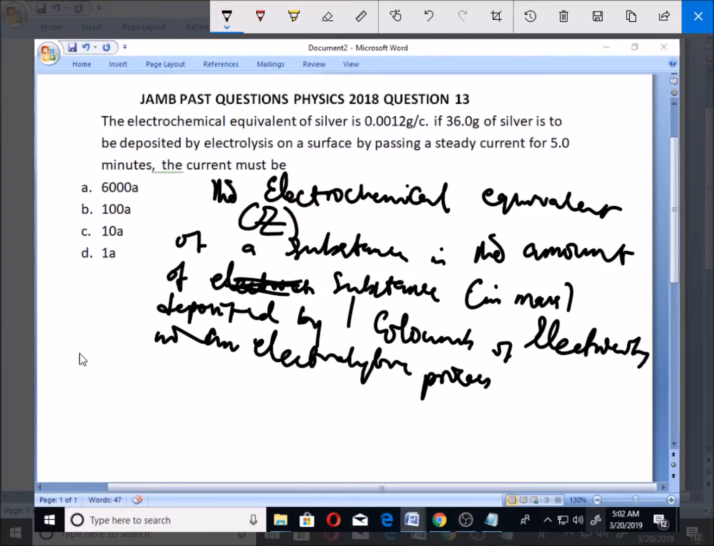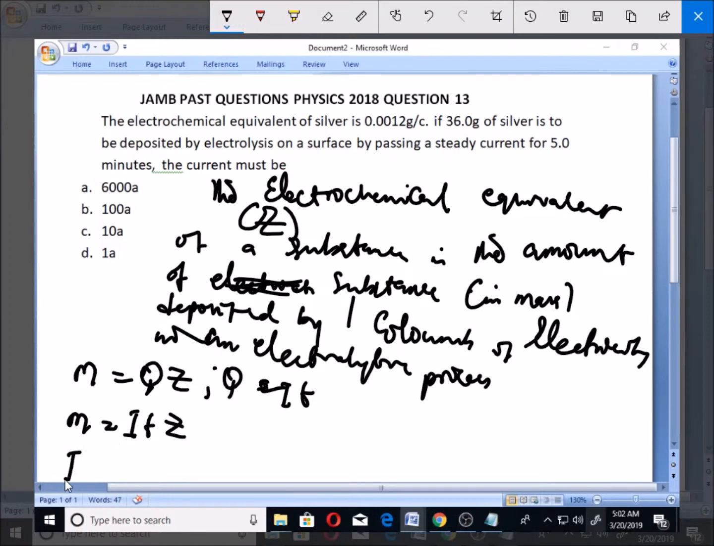Now, the relationship between mass deposited and the quantity of electricity is Q times Z, which is the electrochemical equivalent. And we know that Q is equal to current times time, IT. So we can now say that mass deposited is equal to current times time times Z. So with this, we can make current the subject of the formula. I, making it the subject, will have M all over TZ. So that is what we are going to be doing to calculate the current.